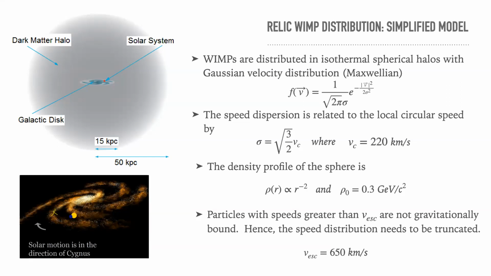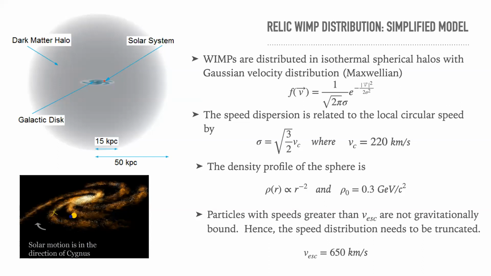And this is a number we've already used in some of our calculations, right? Okay, so we're kind of familiar with it. The density profile of the sphere, and so this goes back to your question about density, is proportional to r to the minus 2, and rho naught, which is our local dark matter density distribution, we take to be 0.3 GeV per c squared. Although if you look, these are measurements that are done by astronomers, and you could at any time find measurements out there in the literature between 0.3 and 0.4 GeV per c squared.